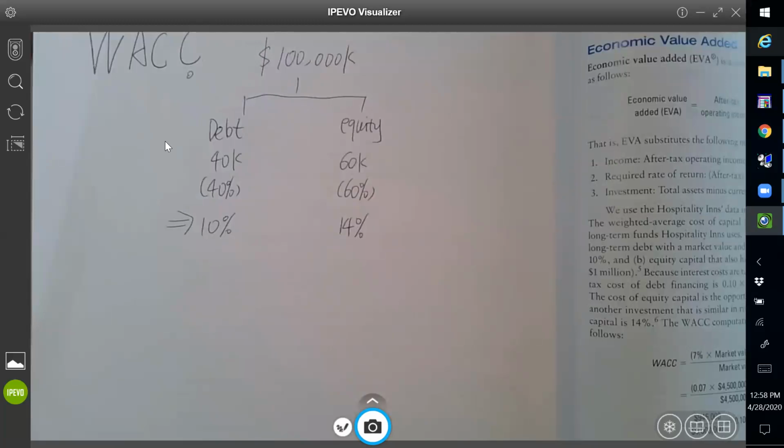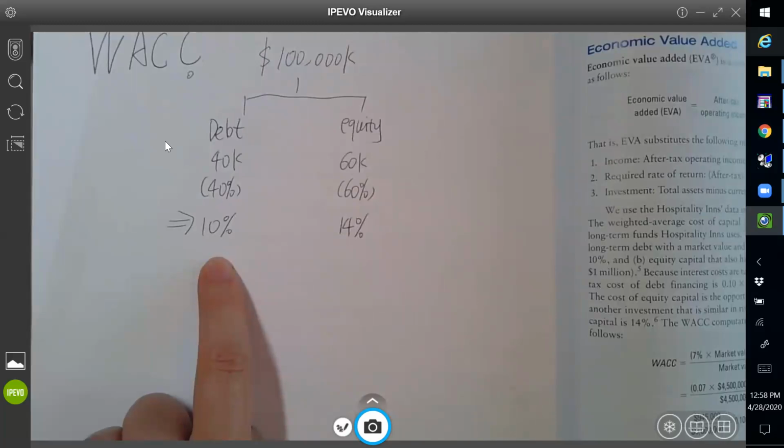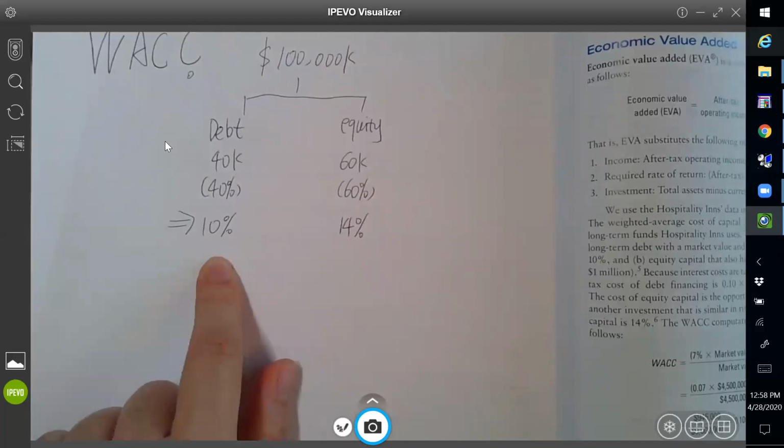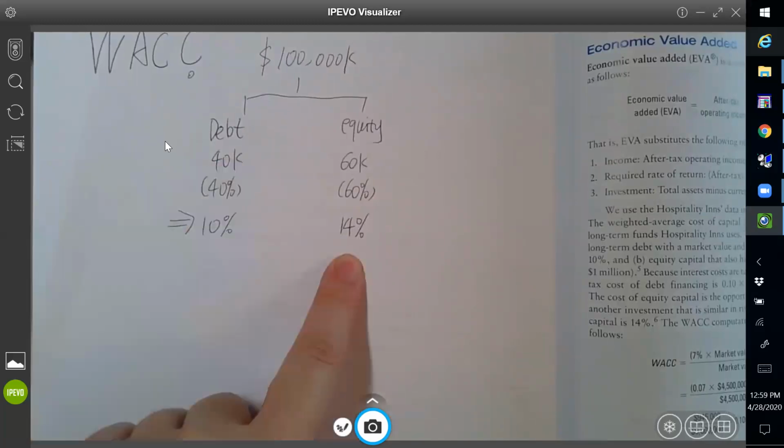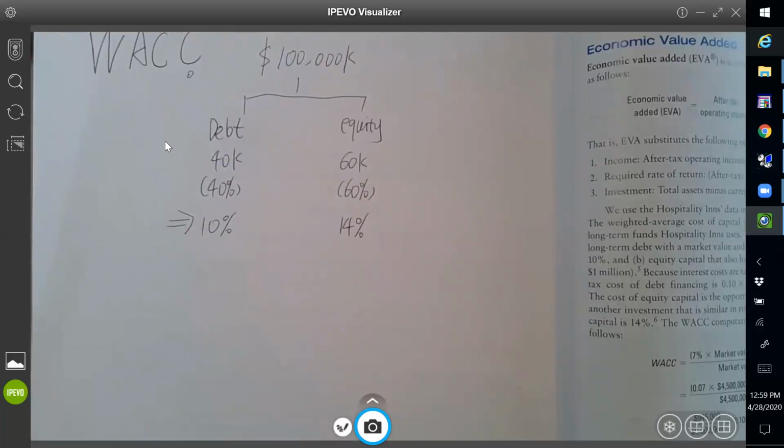Can you tell them it's 10%? That's not right, because it's just the cost of debt. Can you tell them it's 14%? That's just the cost of equity. It's not the cost of capital, right? So what should you do?